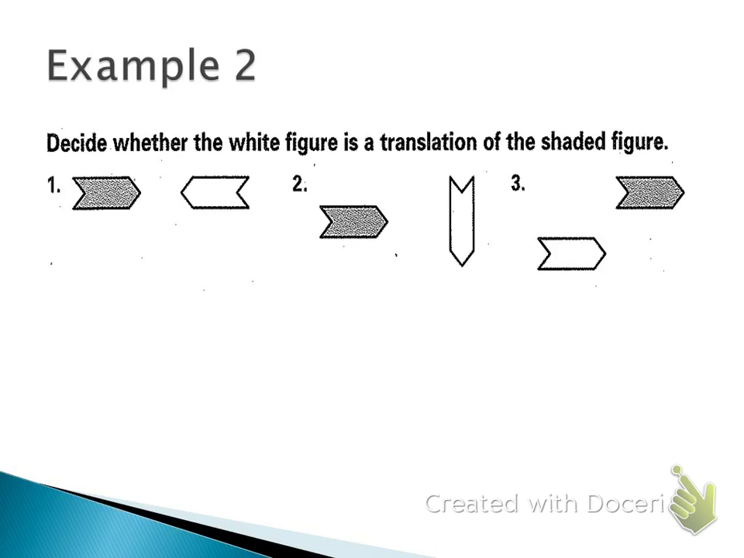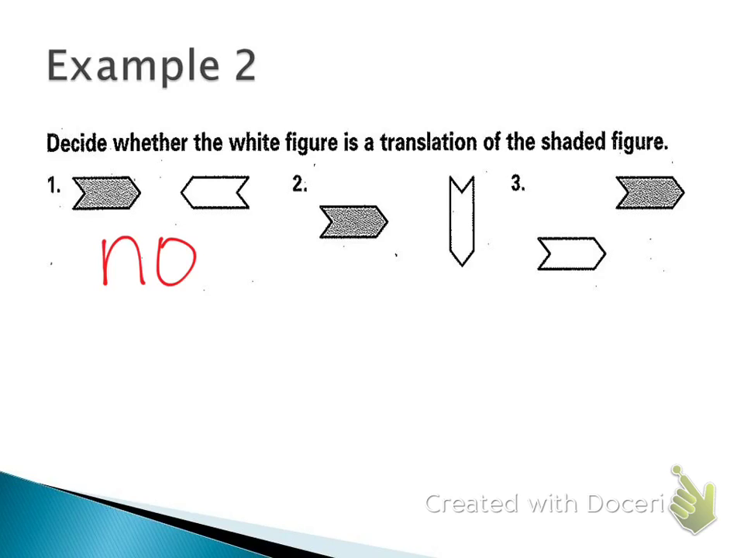All right, example 2 is pretty similar. You have these ones on your page already. We are deciding if the white figure is a translation of the shaded figure. On number 1, do we think that that is a translation? No, why not? Because it flipped sides. It flipped over. That's called a reflection. We'll learn about those later this week. So no, flipped over.